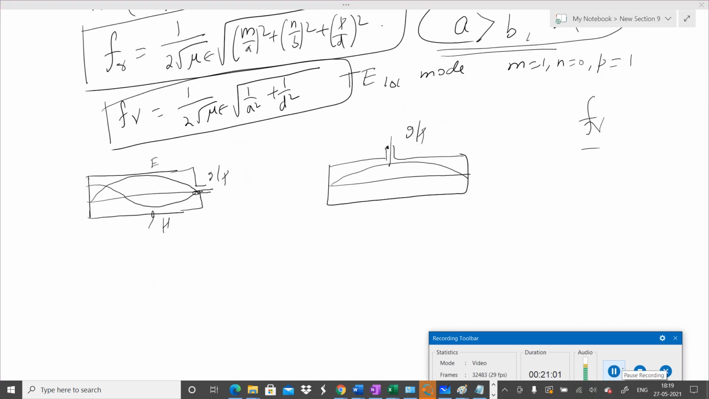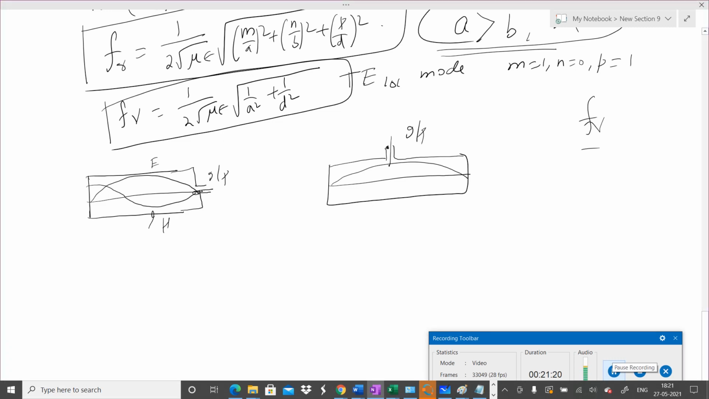Similarly, you can have circular cavity resonators. We will not go into discussion of circular cavity resonators. They technically have the same properties, but definitely they have different equations, different waveform equations, different cutoff frequencies, but the methodology is the same.